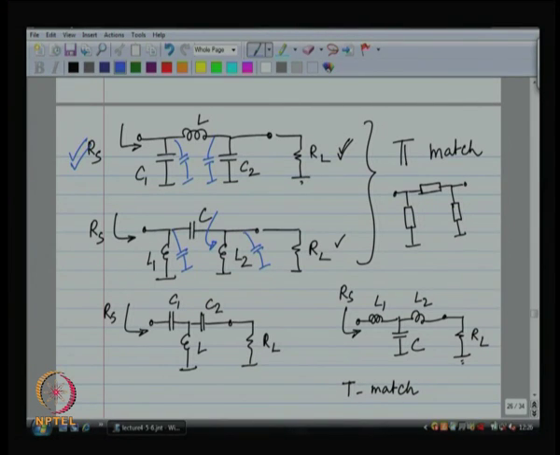The next one is an identical situation. You now have to split C into two series capacitors. Each of these series capacitors is going to be larger than the original one, right.